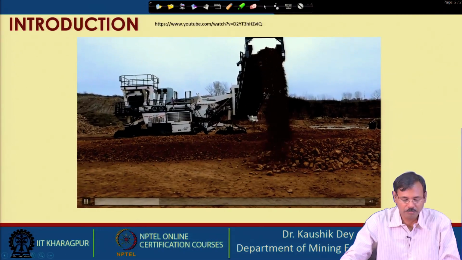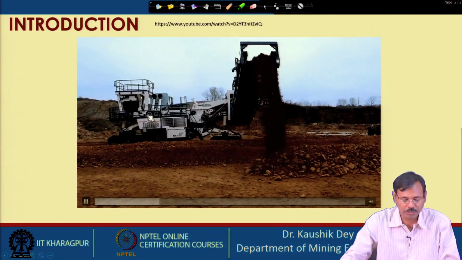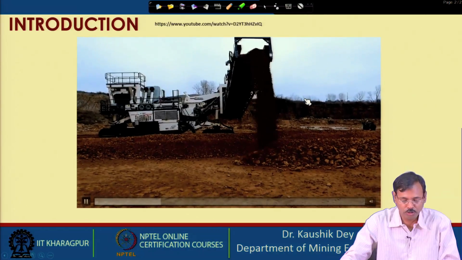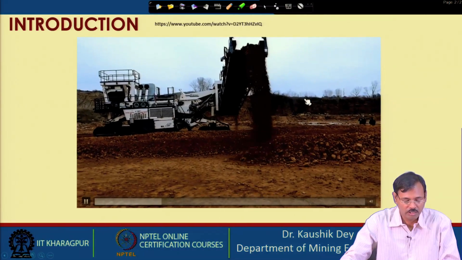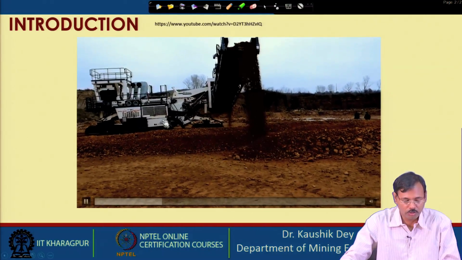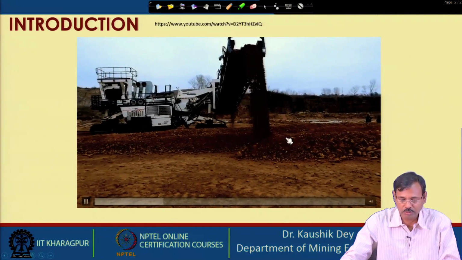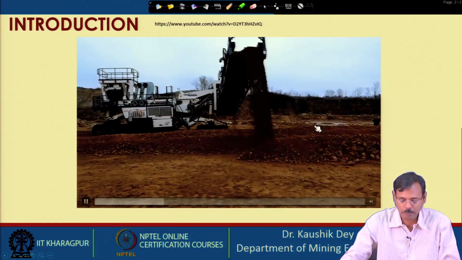The machine can be observed to have a good speed of cut, and the discharge quantity is also significant.